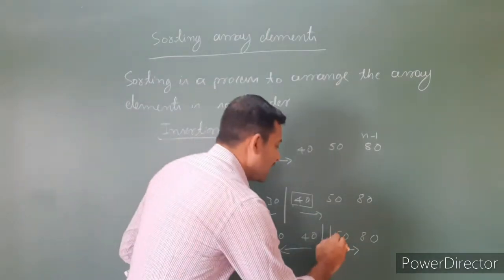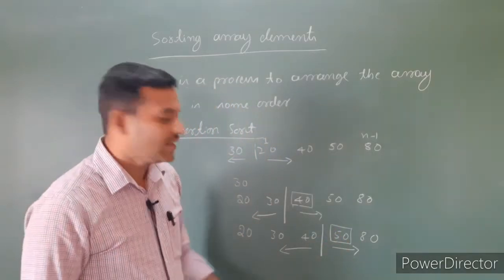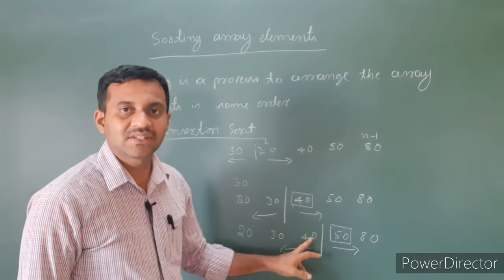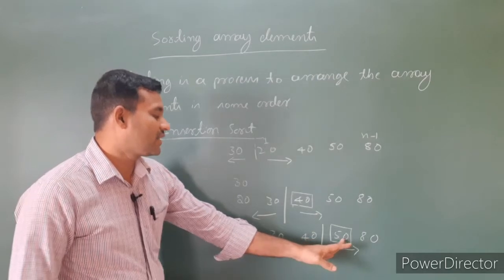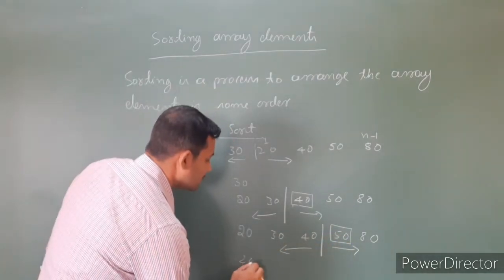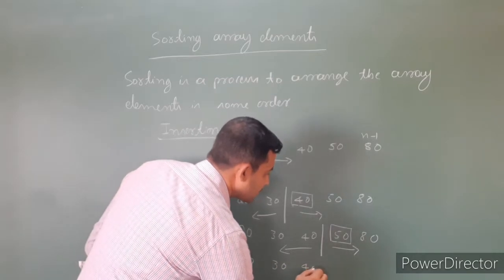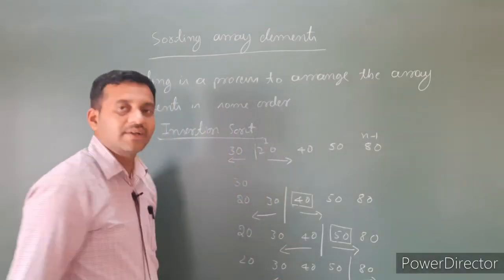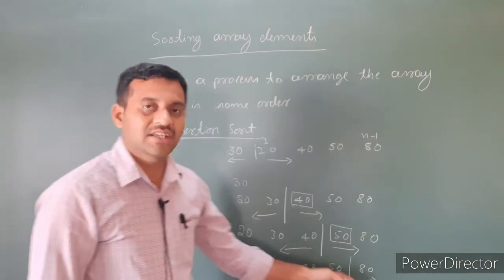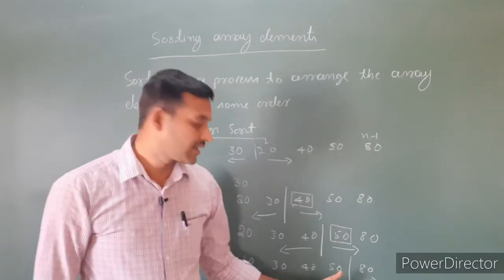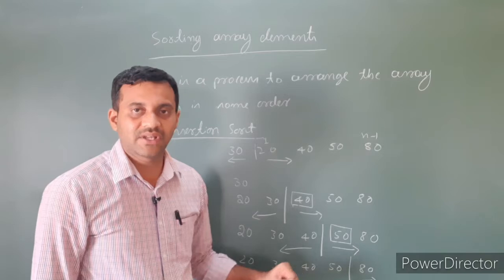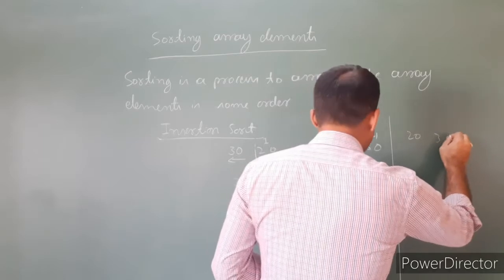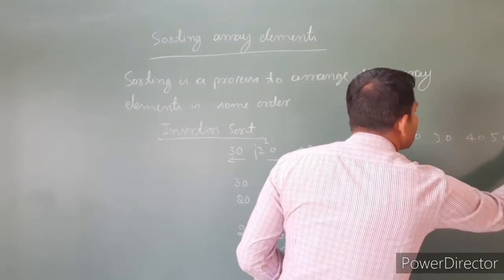Again we access the element from the unsorted portion, and it is compared with the sorted portion. Here 40 is less than 50, hence the unsorted element is added to the sorted portion. So elements become 20, 30, 40, 50 and 80. Like this we access the next element 80. Here 80 is greater than 50, hence all the elements are sorted. The final sorted list is 20, 30, 40, 50 and 80.